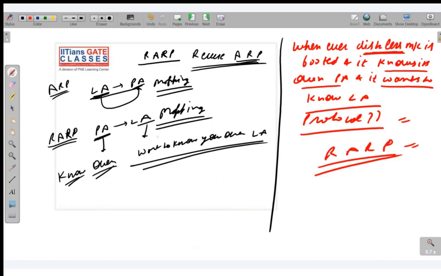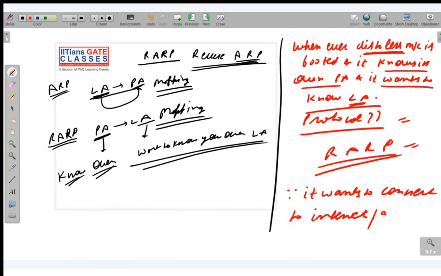Now the question arises, why does this machine want to know its logical address? Of course, it wants to send IP datagrams or it wants to connect to the internet. That's why it wants to know its logical address. And if you want to connect to the internet, obviously you should know your IP address. Without it, you cannot connect to the internet.